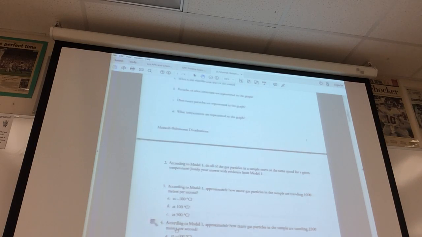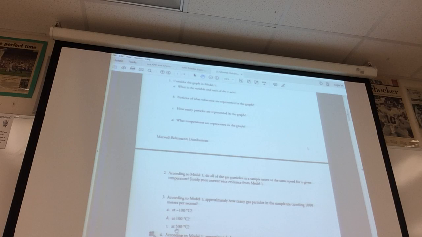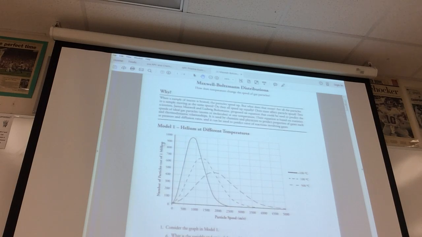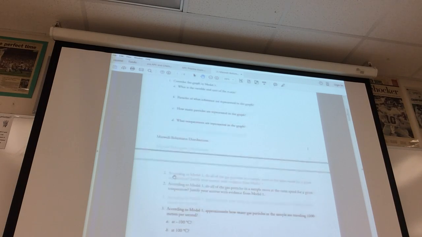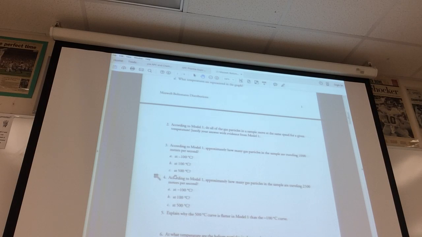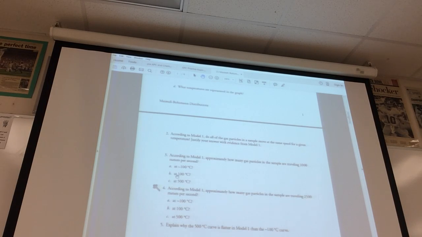Wait, I have a quick question. If it has 1,000,000 particles for each line, then how's the first line so tall and the other one not? No, you have a million particles total, out of everything, and you're tracking the particles at different temperatures. So that's why it's not points, it's a line. It's a distribution. Okay.